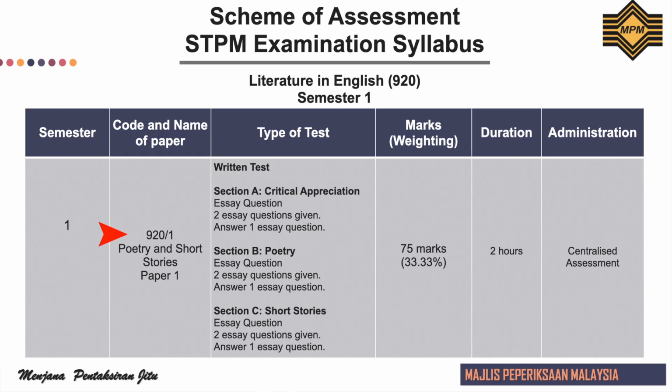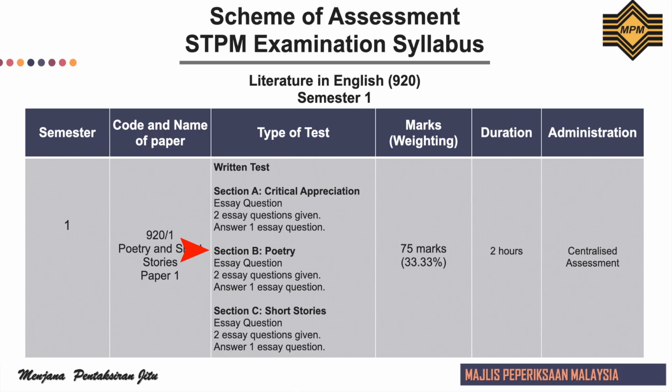Candidates will be tested on the prescribed list of poetry and short stories, which will be shared later in this briefing. Section A is critical appreciation, where candidates will be given 2 essay questions, namely an excerpt on a prescribed poem and another excerpt on a prescribed short story, but will only choose 1 question to answer.